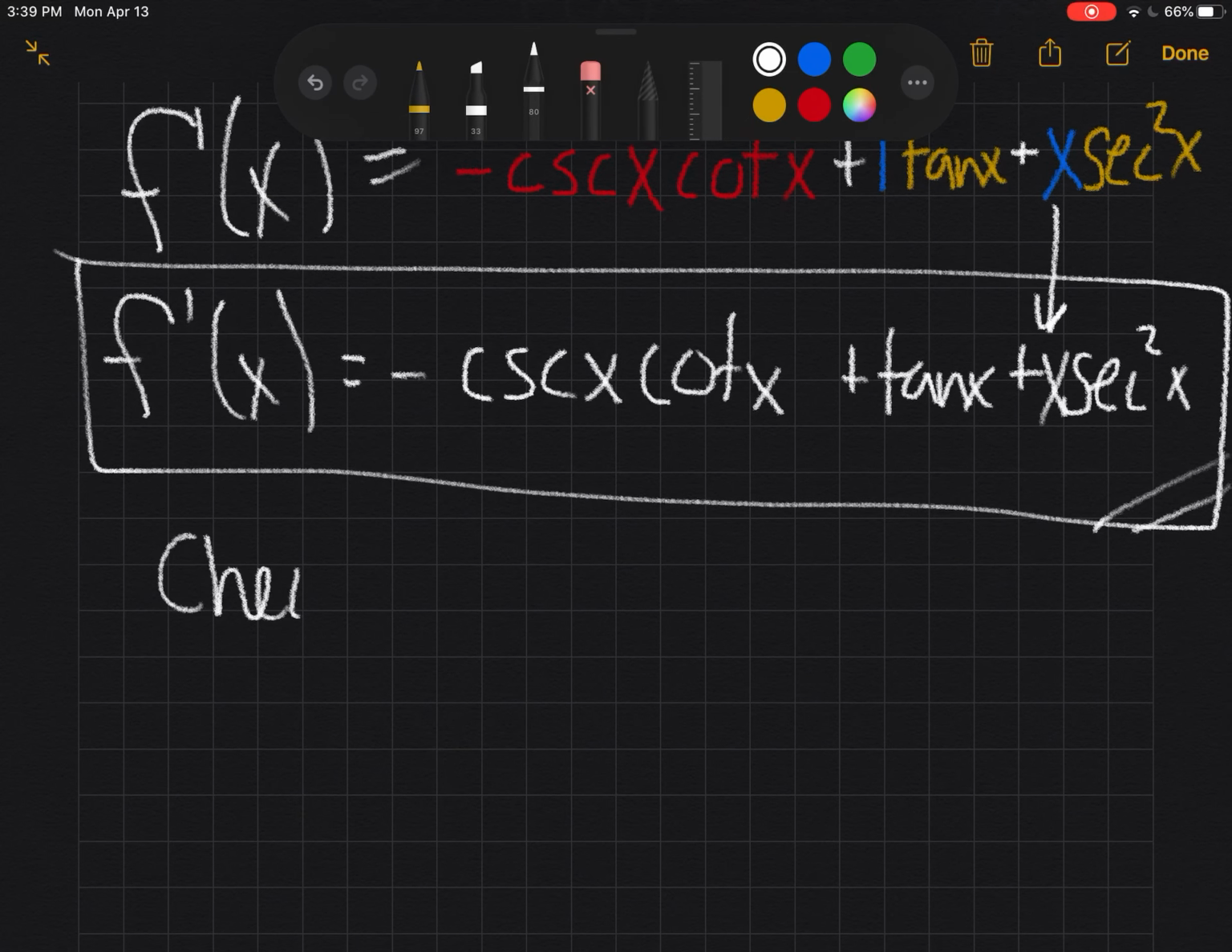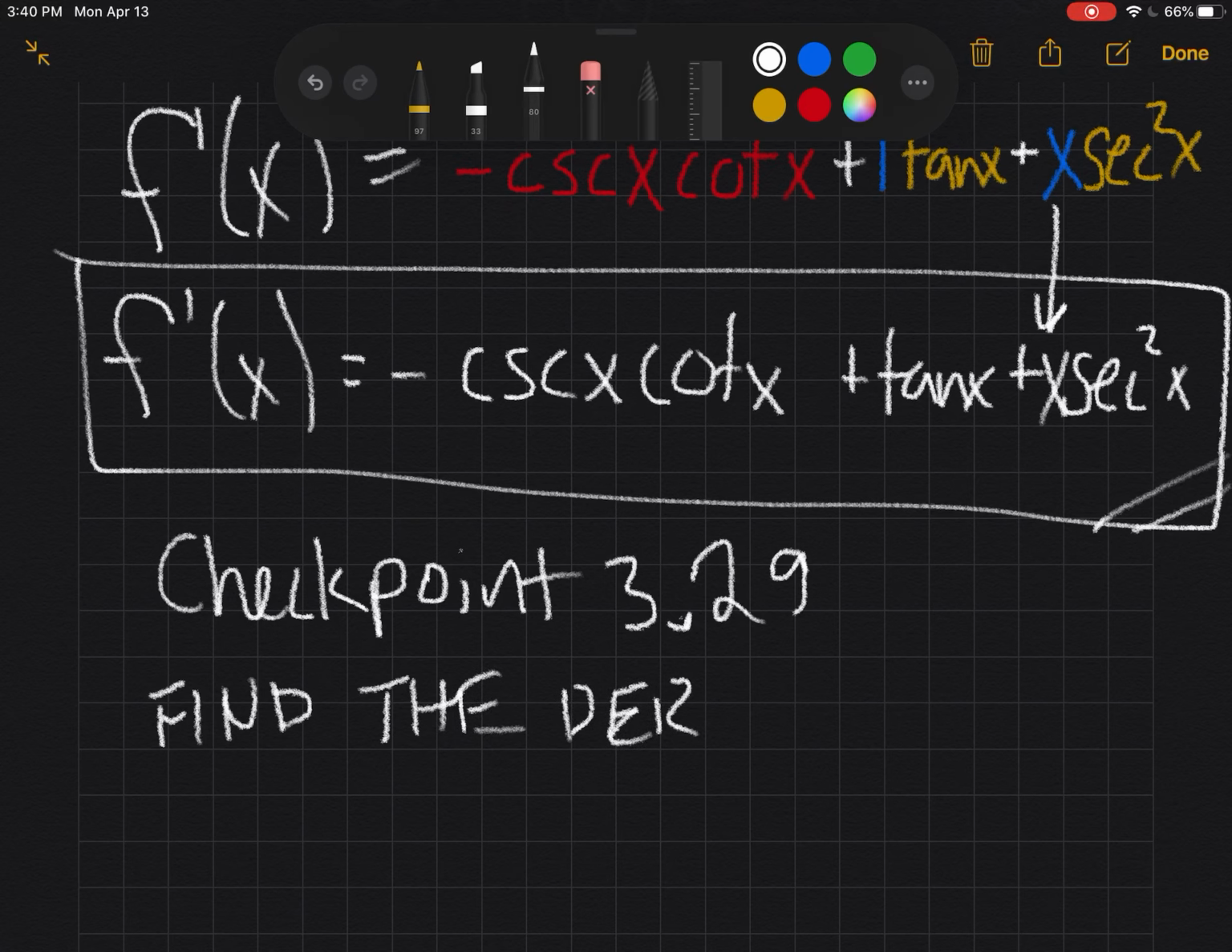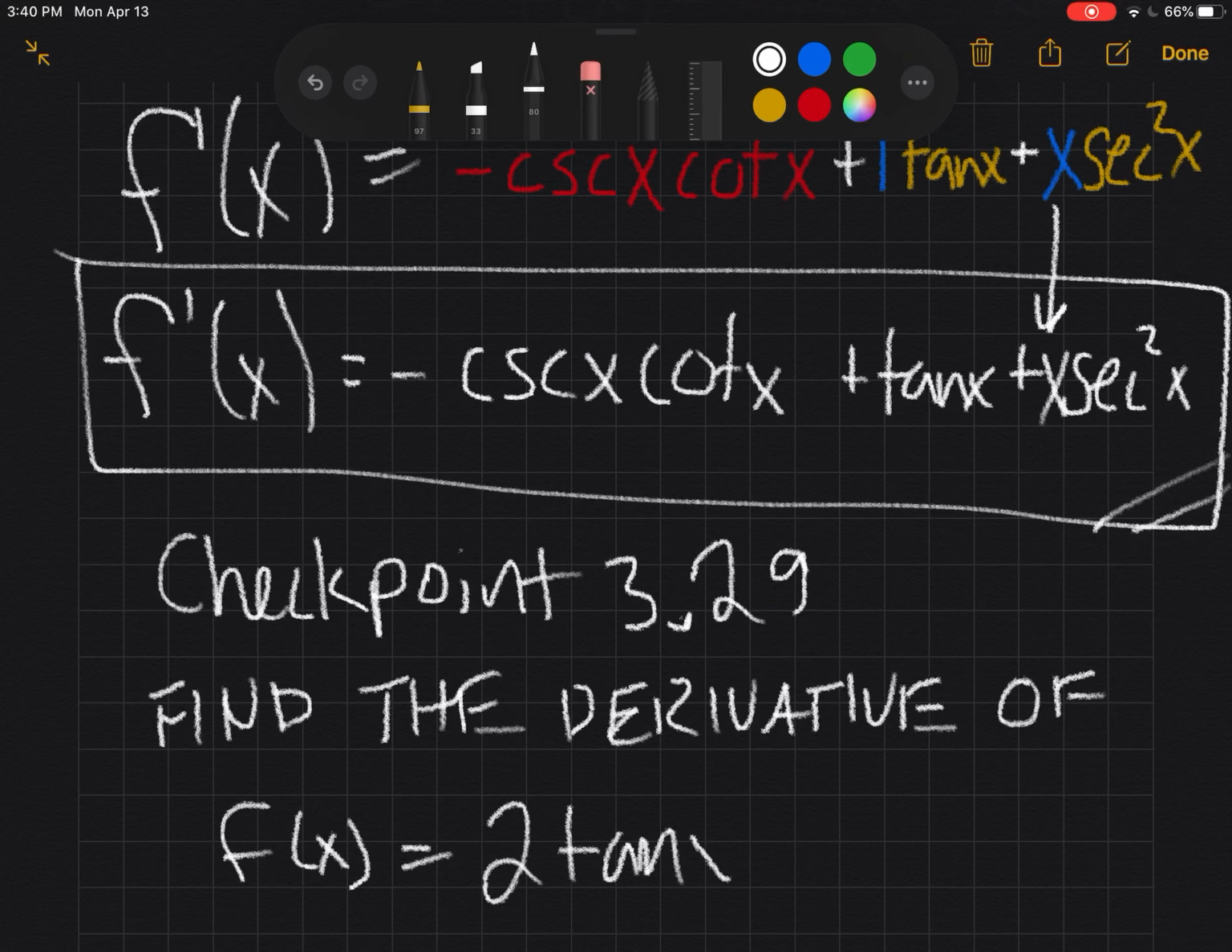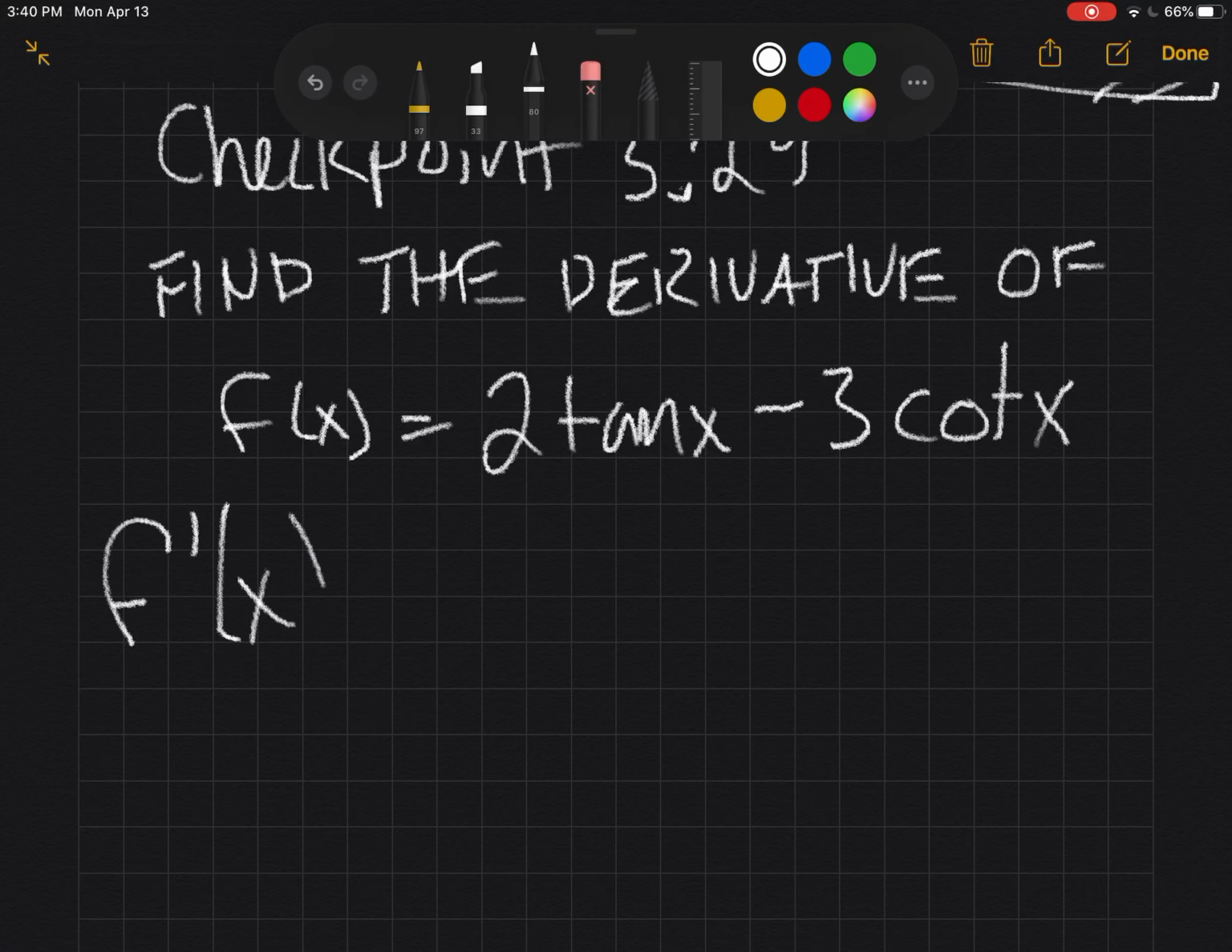Okay, so I'm going to do one more example. This is actually checkpoint 3.29 in your textbook. So we want to find the derivative of the following function. F of x equals 2 tangent of x minus 3 cotangent of x. And so f prime of x, I'm going to take the derivative of the term in blue and the derivative of the term in red.